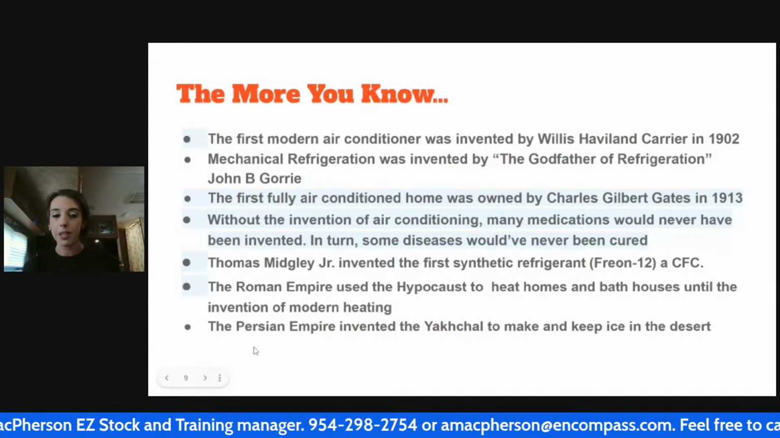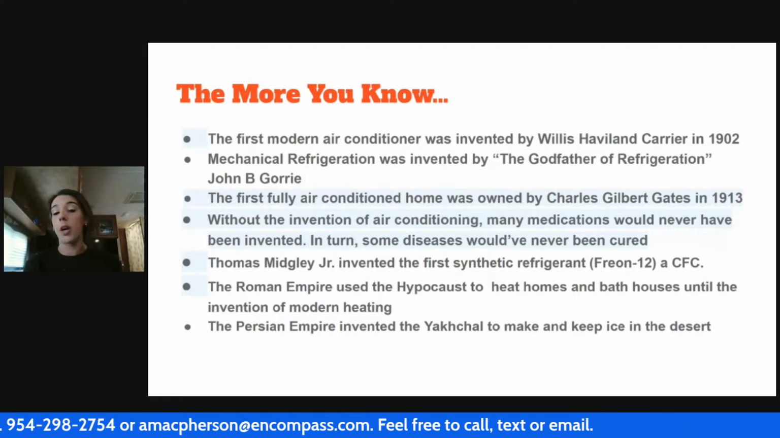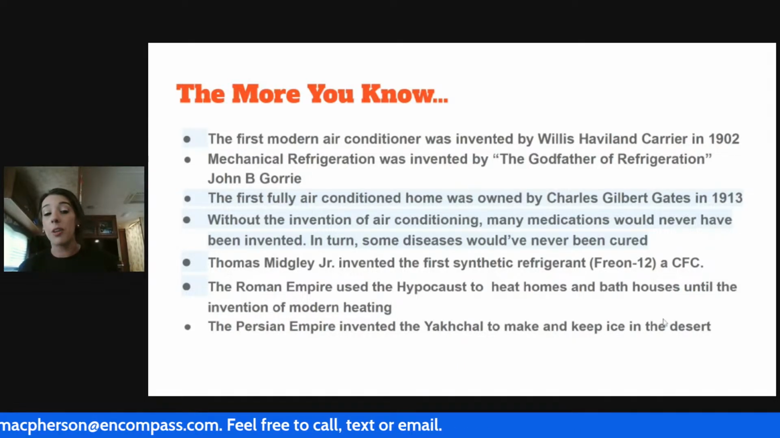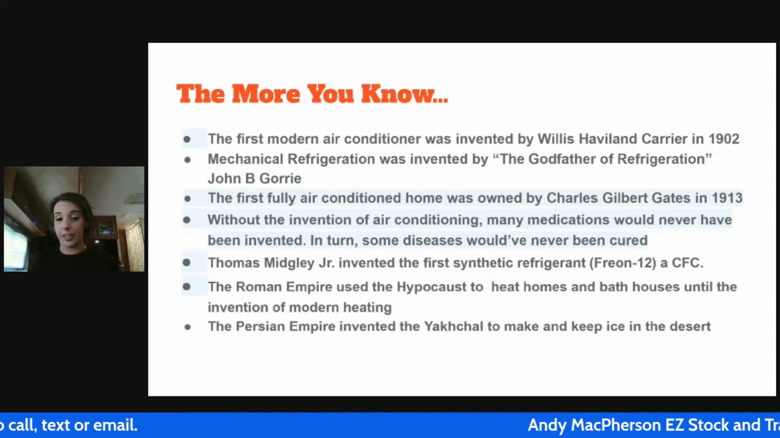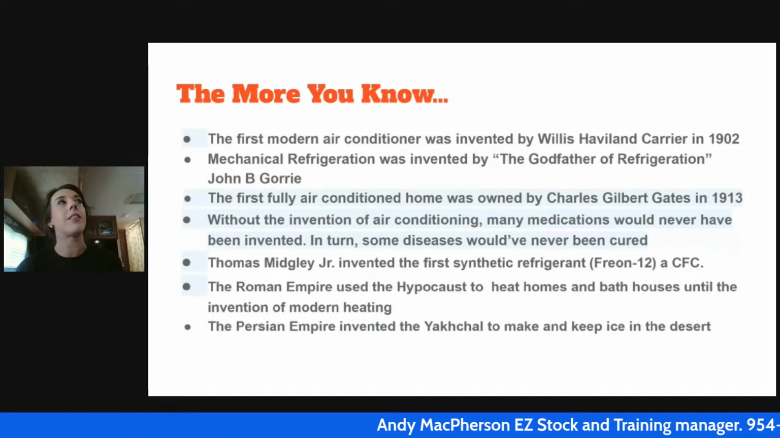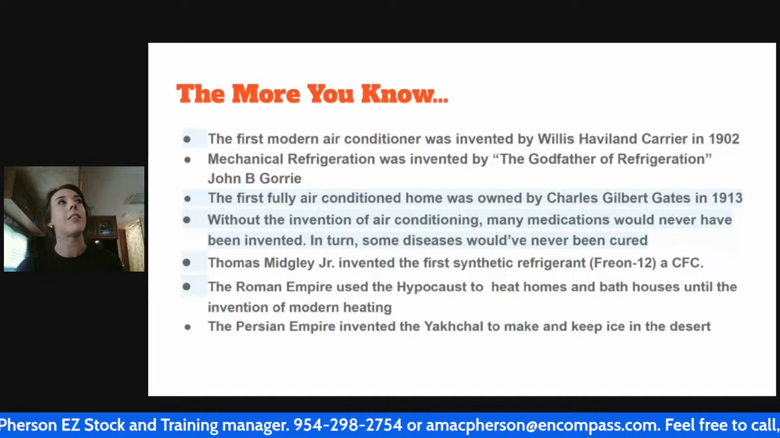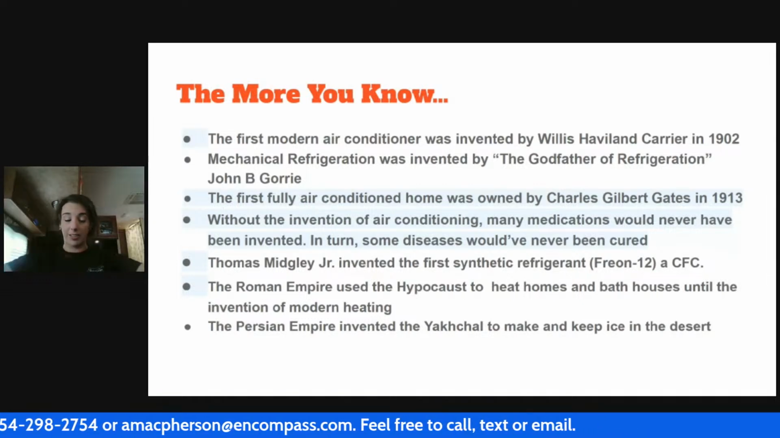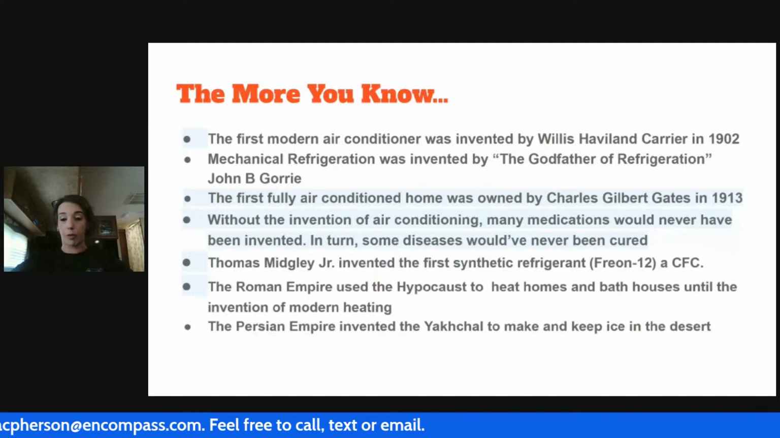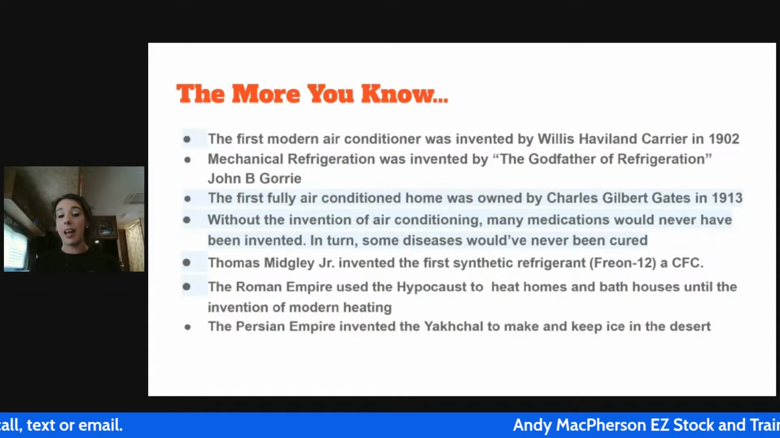The Roman Empire used HVAC to heat homes and bathhouses until the invention of modern heating. So we are talking generations they used HVAC. And HVAC was basically a series of tubes, you could call them. They were more like mini chimneys, and they would hold heat. So you would start fires under them. They would hold the heat in the tube, and then they would be positioned under the floor, which heat rises. So heat would rise from these tubes and keep the floors nice and warm.